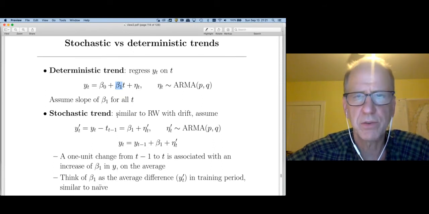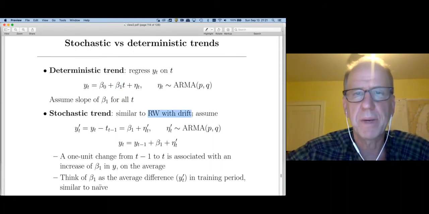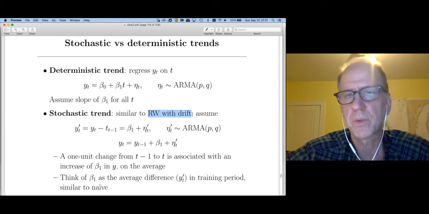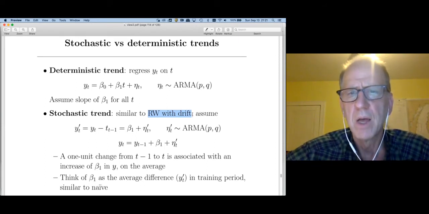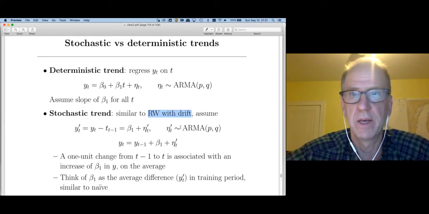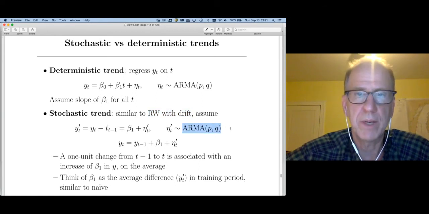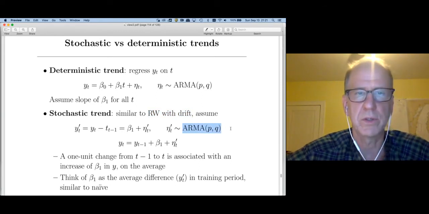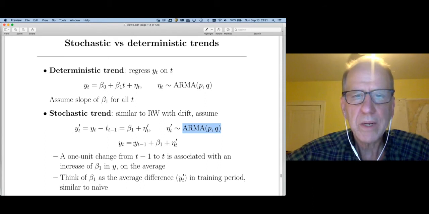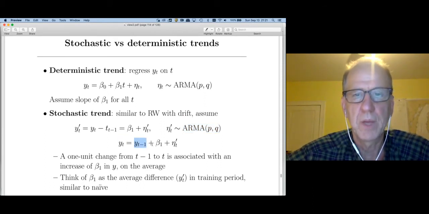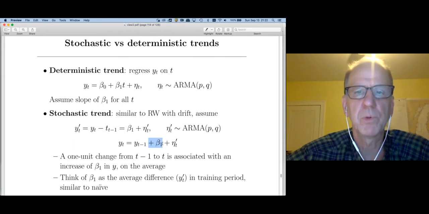The stochastic trend is very similar to the model we had back in week 1 that we called the random walk with a drift term. The only thing that's different, again, is that we're going to have ARIMA errors instead of white noise errors. With a random walk, our current value is just the previous value plus some drift term, which we called the drift constant before, plus some error.